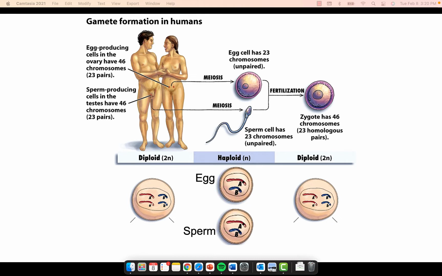So gamete formation in humans is categorized as the egg-producing cells in the ovary having 46 chromosomes and the sperm-producing cells having 46 chromosomes, but then they undergo meiosis, and now they have 23 unpaired chromosomes. They have one set of chromosomes, so they don't have sister chromatids. They come together, one egg, one sperm, to fertilize and create a zygote. That can become its own individual because it has 46 chromosomes, 23 homologous pairs.